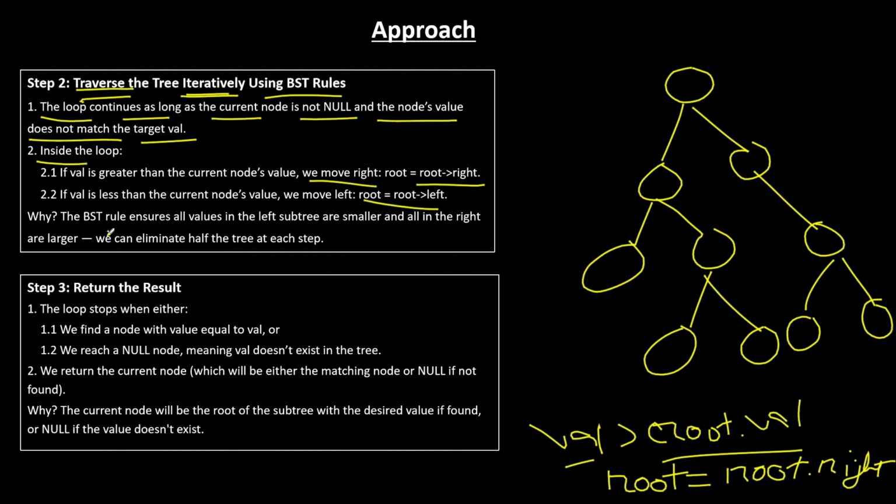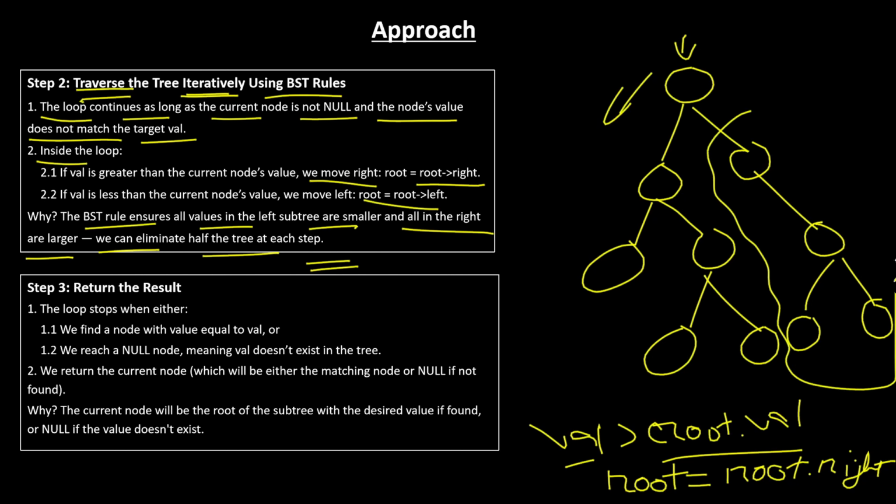And why do we do this? The BST rule ensures all the values in the left subtree are smaller and all in the right are larger. We use this, and we eliminate half the tree at each step. Half the tree, how? Because if you're standing here and you know that you have to go to the left subtree, this complete subtree is discarded, right? So we are in the half leftover tree.